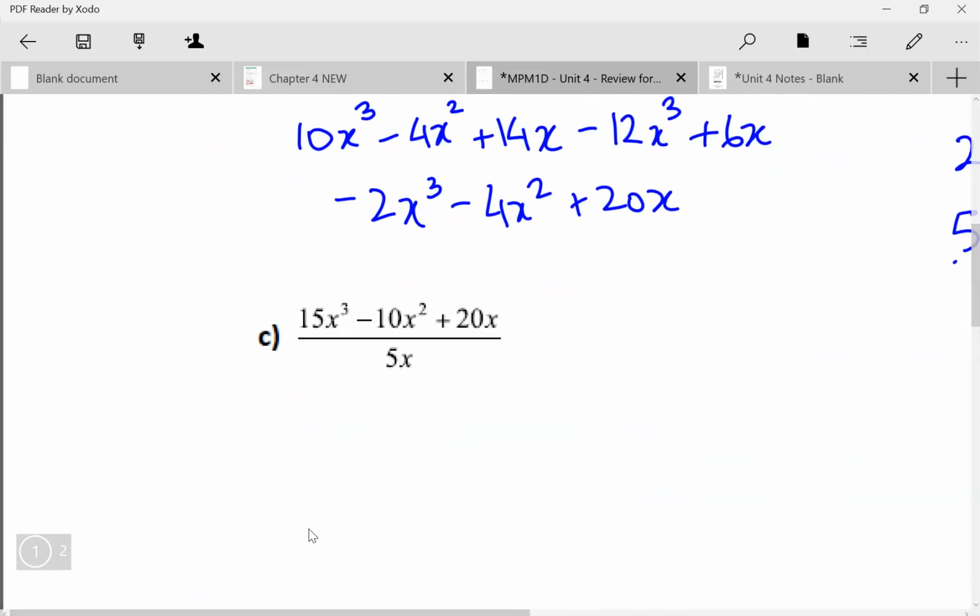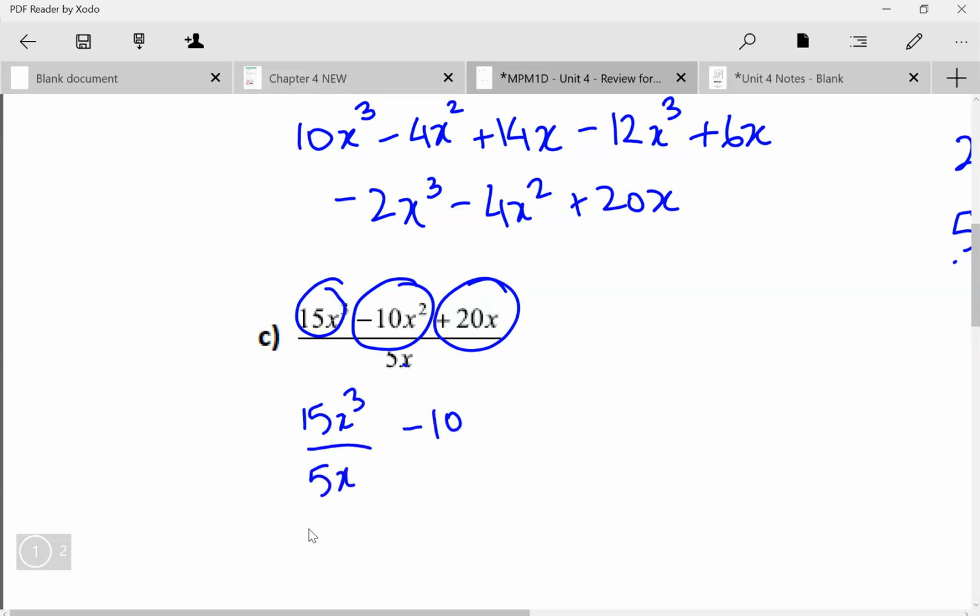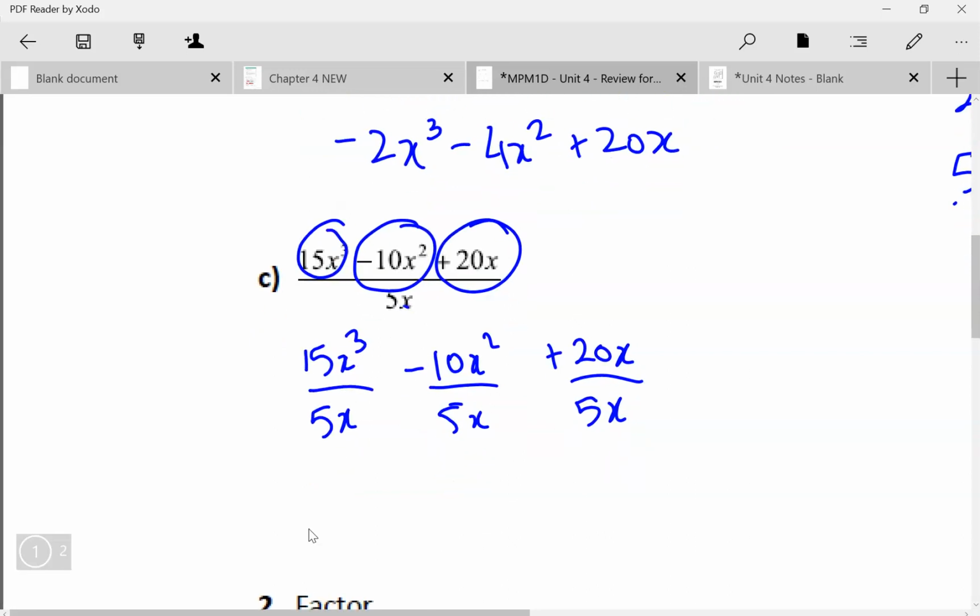Okay. Again, division here we learned in a previous lesson. We divide each term in the numerator by the denominator. So we have a 15x to the power of 3 divided by 5x minus 10x squared divided by 5x plus 20x divided by 5x. So let's put all this together. 15 divided by 5 is 3. 3 minus 1 is 2.